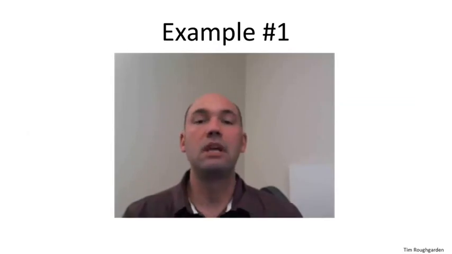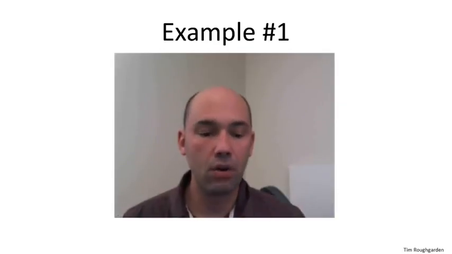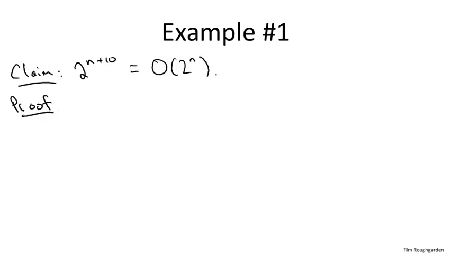So the point of this first example is to show how to formally prove that one function is big O of another. The function that I want to work with is 2 raised to the n plus 10. So it's the 2 to the n function that you're all familiar with, shifted by 10. And the claim is that this function is big O of 2 to the n, without the 10. So how would one prove such a claim?